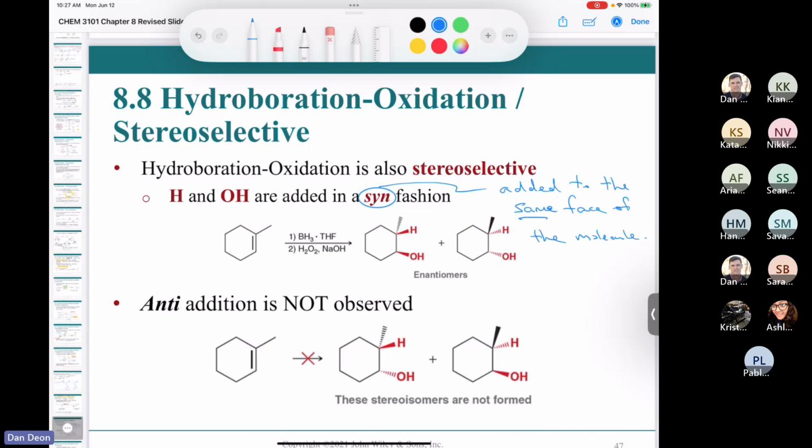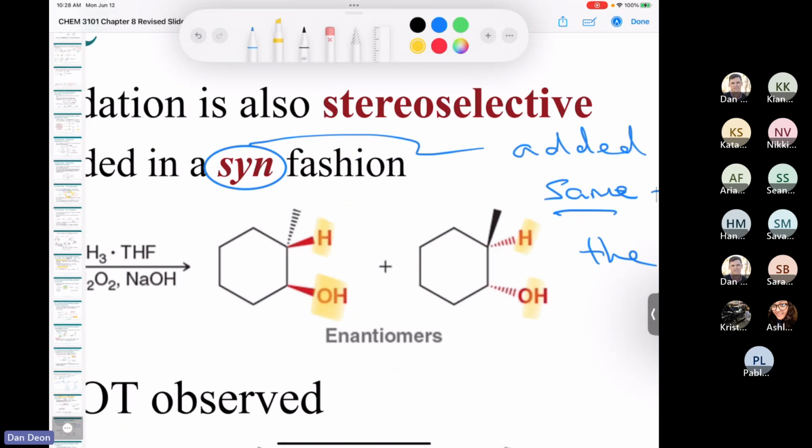Okay, this is a question that always shows up on the final exam. If you were to take a compound like this and treat it with borane THF followed by hydrogen peroxide and sodium hydroxide, what are the products? And they give you all four of these, and they say is it A, B, C, D, A and B, C and D, A and D. They give you all the possible answers, and you need to know that not only do you get the anti-Markovnikov product, the hydroxyl gets added to the less substituted carbon, but you also need to know that the hydroxyl and the proton get added to the same face of the molecule. Either you get two dashes or two wedges.